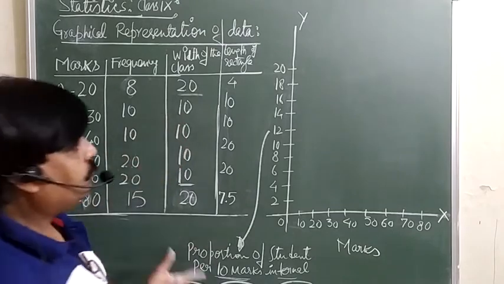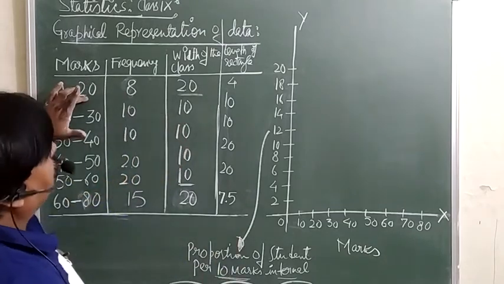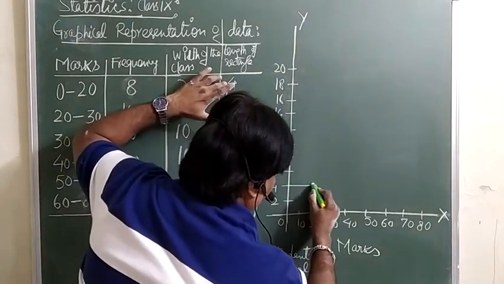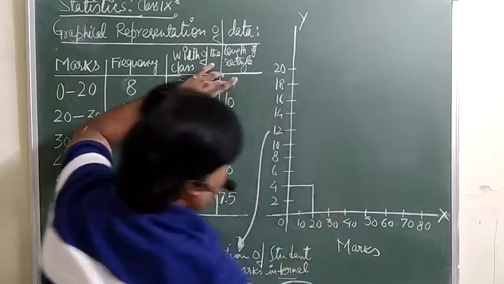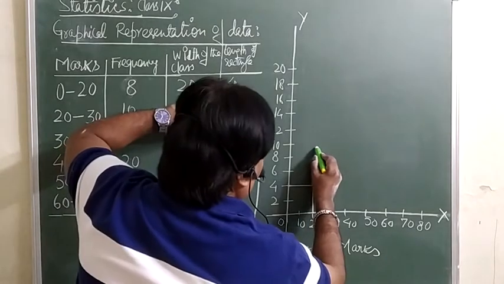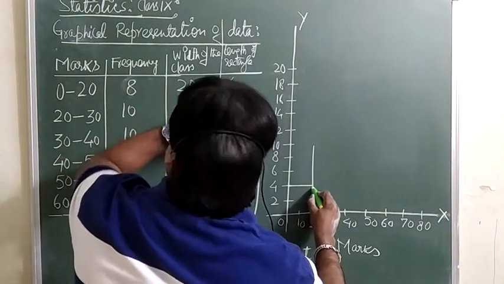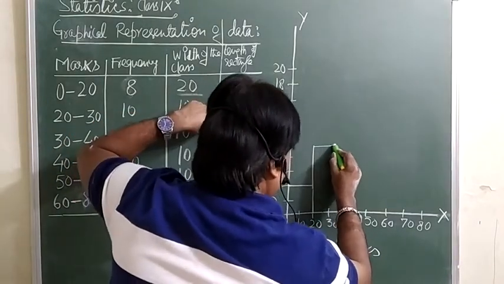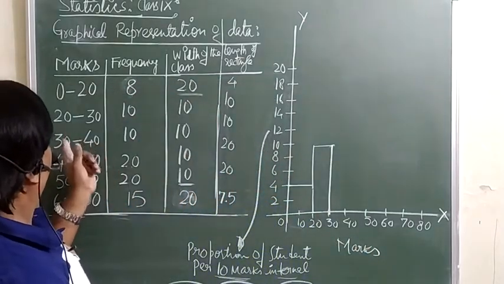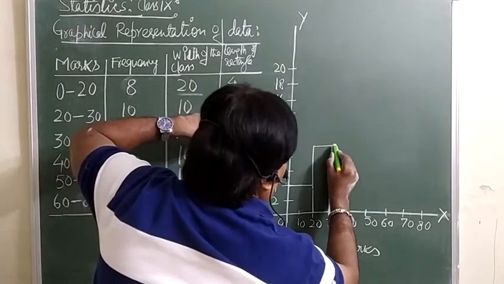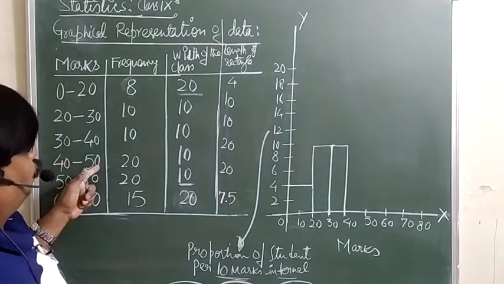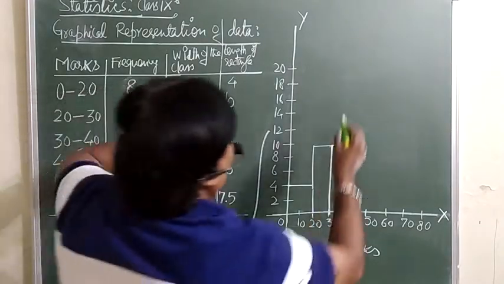Now 0 to 20 is 4, so your block will be this one, 0 to 4. Now 20 to 30 is 10, so here 20 to 30 is this 10. Then 30 to 40 is also 10 here. Then 40 to 50 is 20, so you are here.